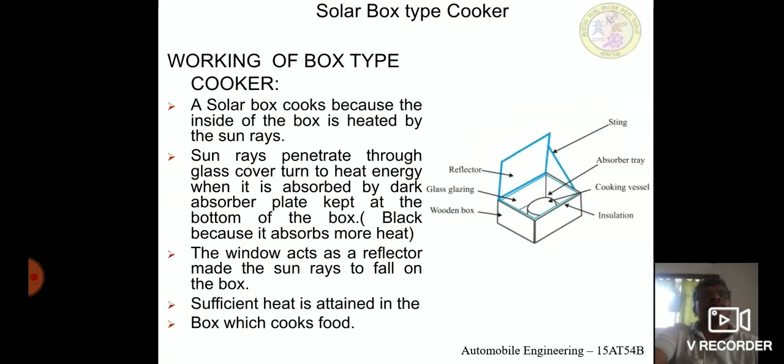Next, how does the solar box type cooker work? There is no mechanism, no separate components; the components are very few. It has an insulated box, a glass reflector, and a black metal absorber tray, above which the vessel is placed for preparing food. After just closing this transparent reflector, if there is sunshine, it starts heating up. Then it prepares the food. A solar box cooks because the inside of the box is heated by the sunrays.